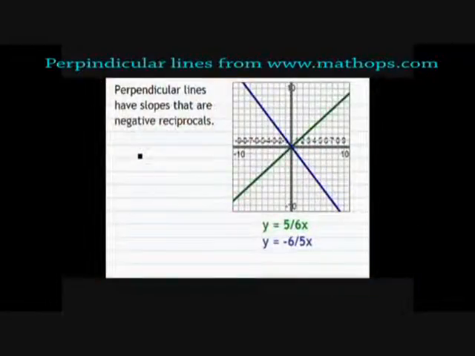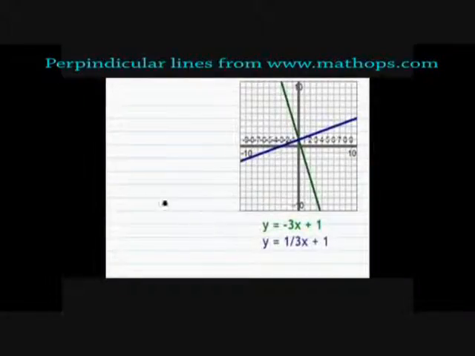When you write a reciprocal, you flip the fraction upside down. The reciprocal of 5/6 is 6/5. To create a negative reciprocal, you just multiply it by -1. So 5/6 and -6/5 are negative reciprocals. The lines y equals 5/6x and y equals -6/5x are perpendicular to each other.